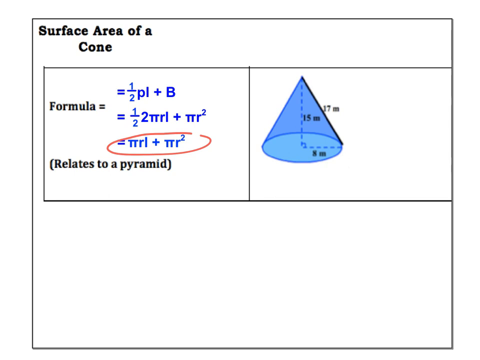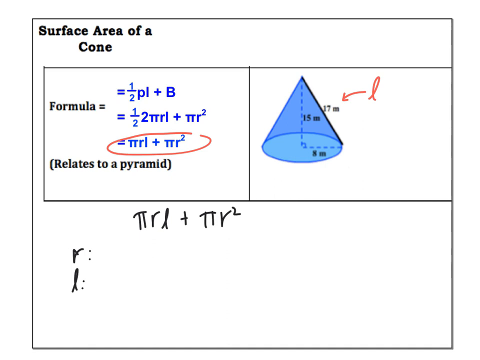If we look at this first picture, I have two different heights going on, which is why it's important to remember that for surface area, we want the slant height, which in this photo would be 17. That 15 is the height of my cone. As you can see, it goes straight from the apex, straight down to the center of that base.